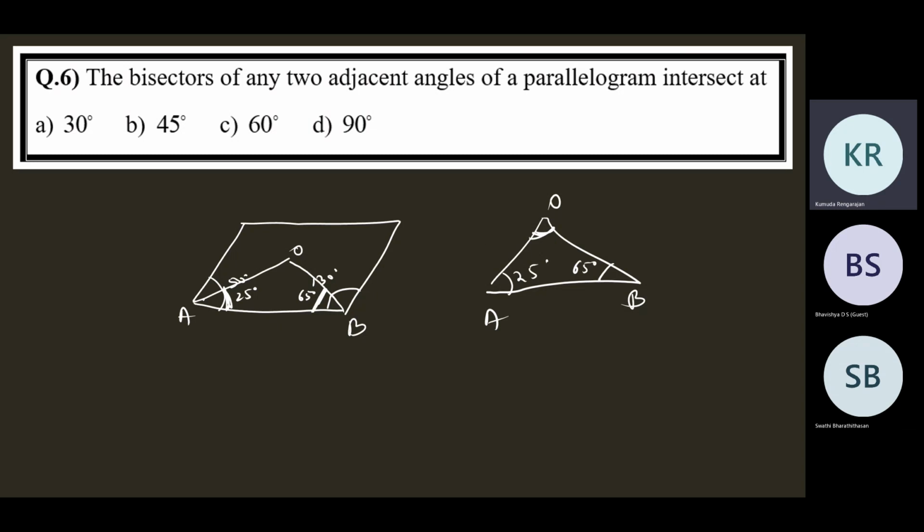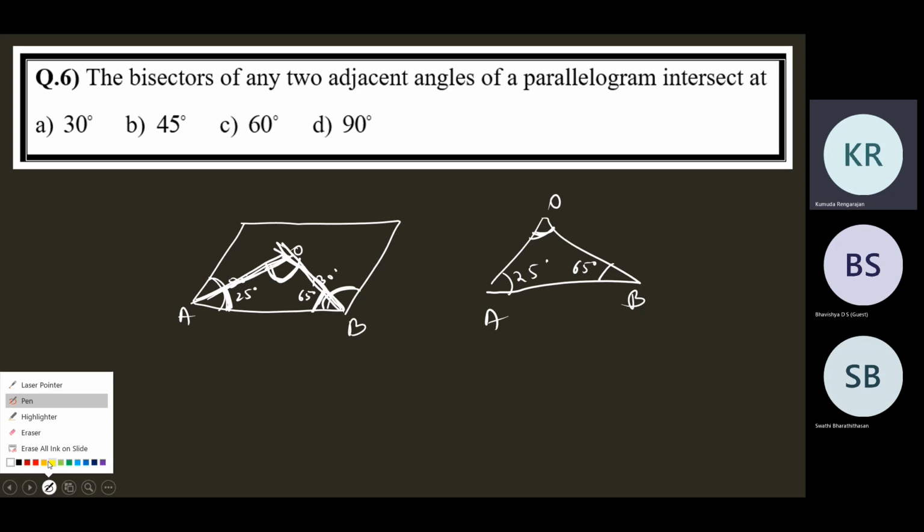So these are the bisectors. This is the bisector of angle A, this is the bisector of angle B. They are the bisectors of the adjacent angles, and they always meet. The bisectors of the adjacent angles A and B always meet at right angles.